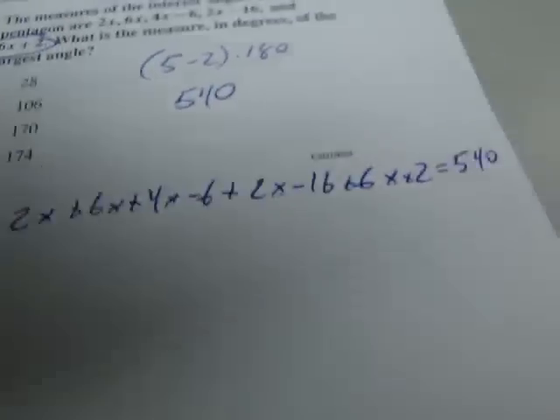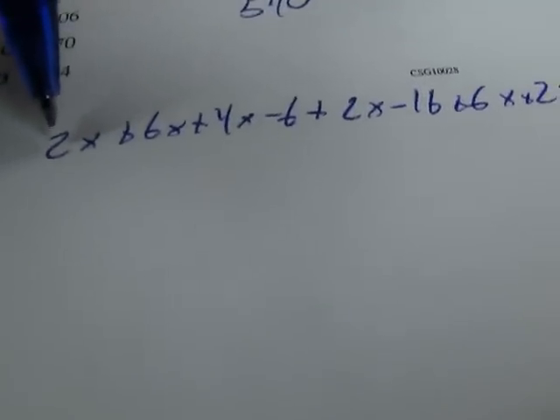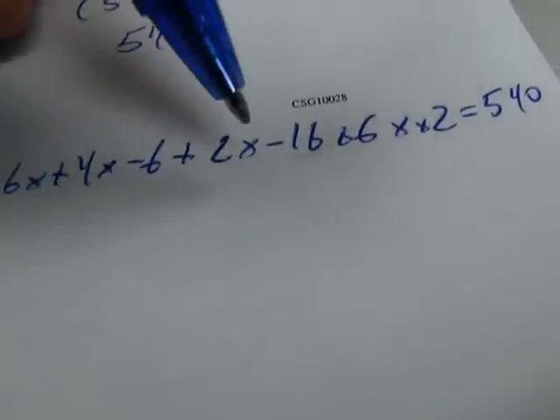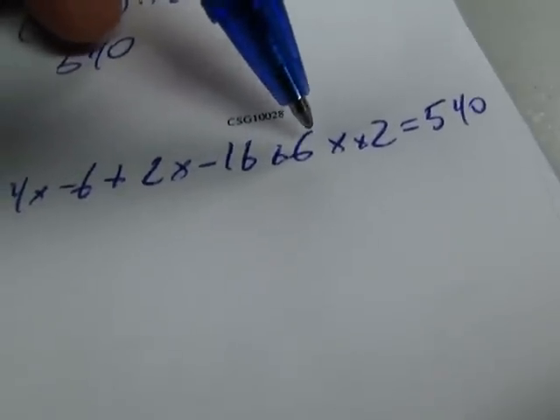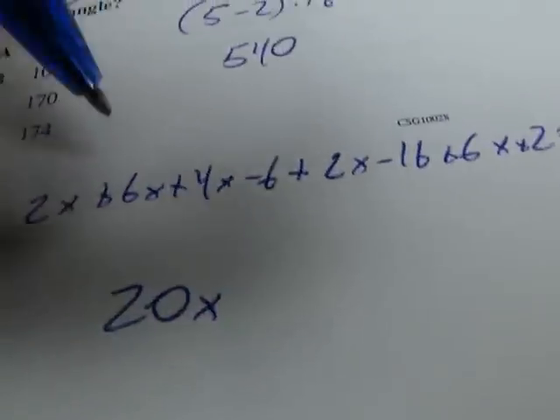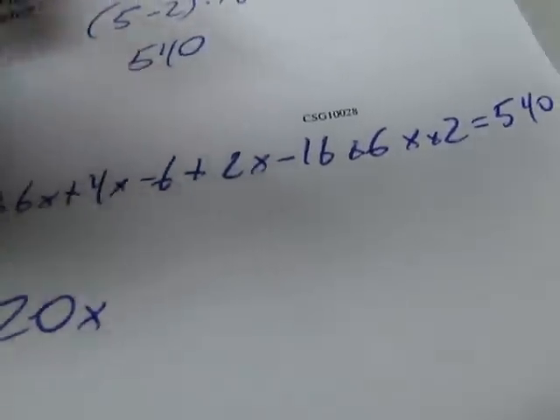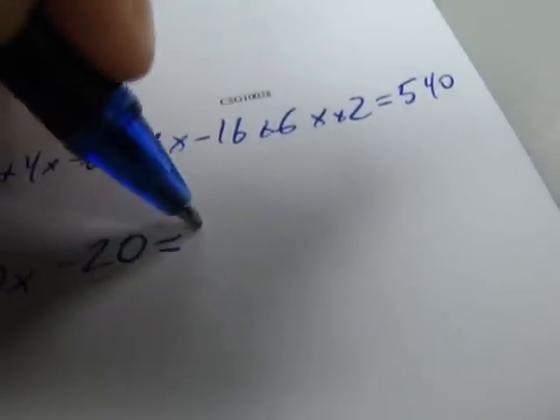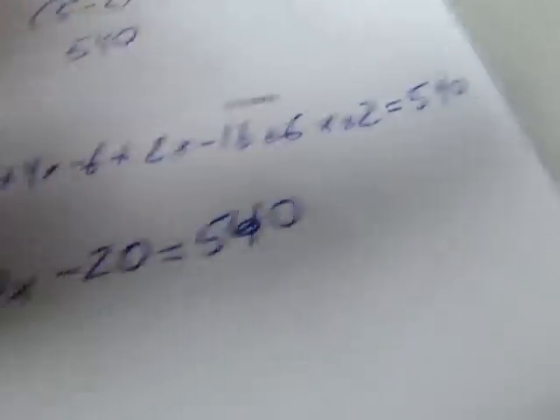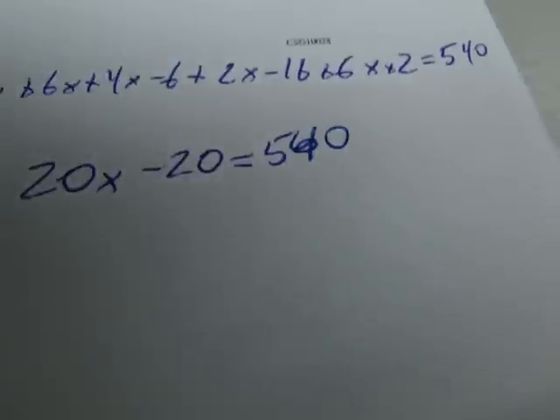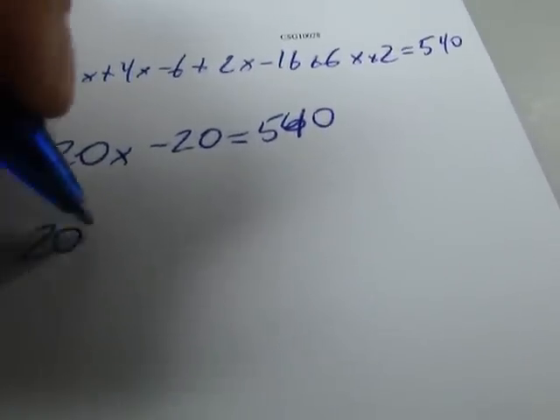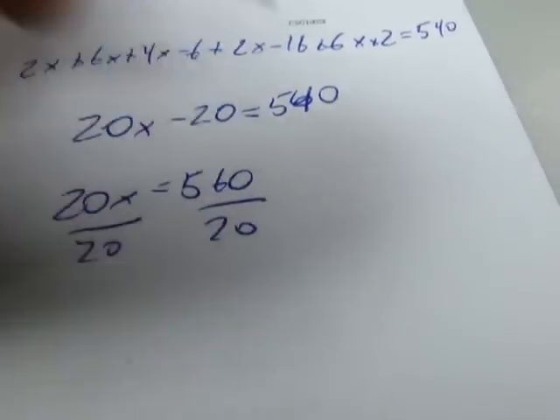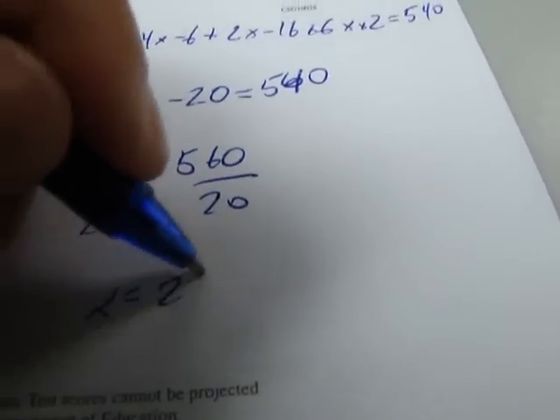This one's kind of a big pain. Okay, so 2x plus 6x is 8x plus 4x is 12x plus 2x is 14x plus 6x is 20x. And then we have negative 6 minus 16 is negative 22 plus 2 is minus 20. So there we go. 20x minus 20 equals 540. We'll add 20 to both sides. We get 20x equals 560. So then we divide by 20, and we get x equals 28.